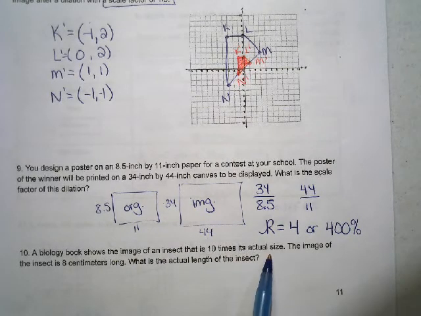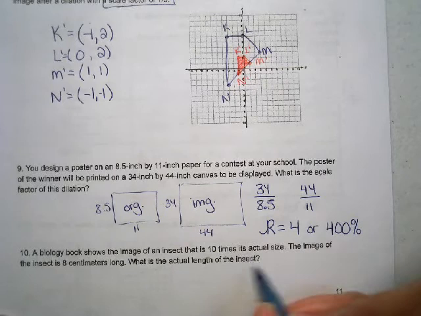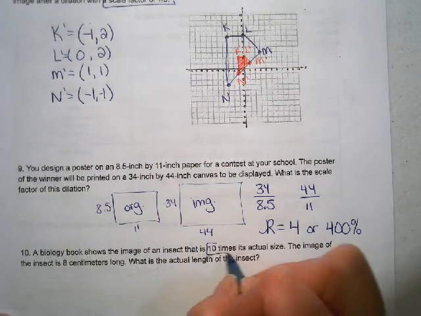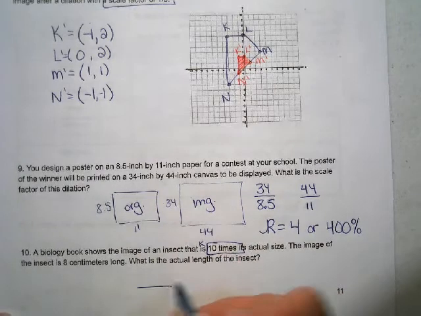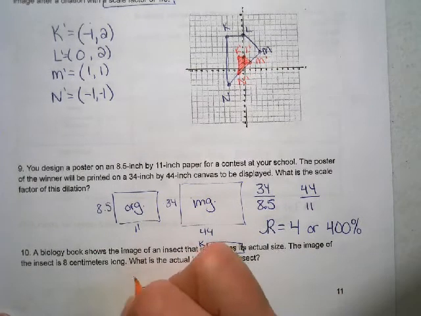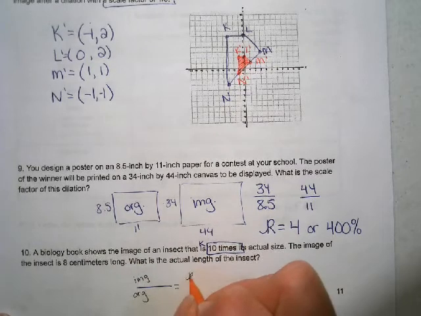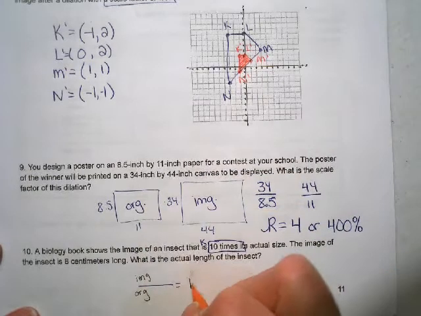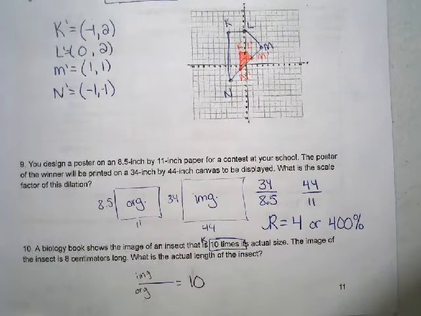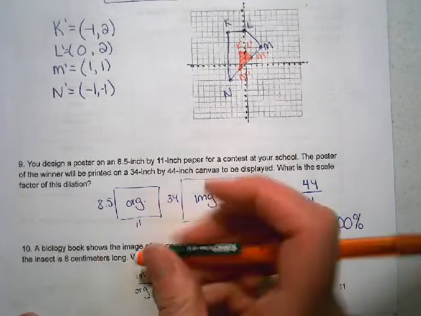Number 10, it says a biology book shows the image of an insect that is 10 times its actual size. The image of the insect is 8 centimeters long. Now, this is a slightly different setup. They're telling you the scale factor right here. So let me just get you to be thinking. We're going to do image over original, and that's going to give us our scale factor of K. So we already know the scale factor is 10 times as big.